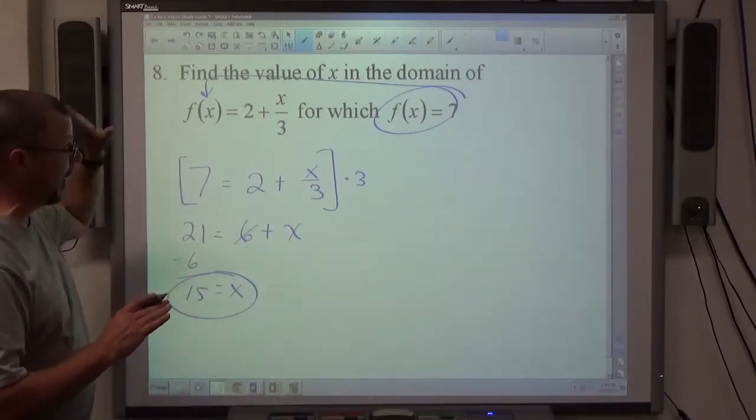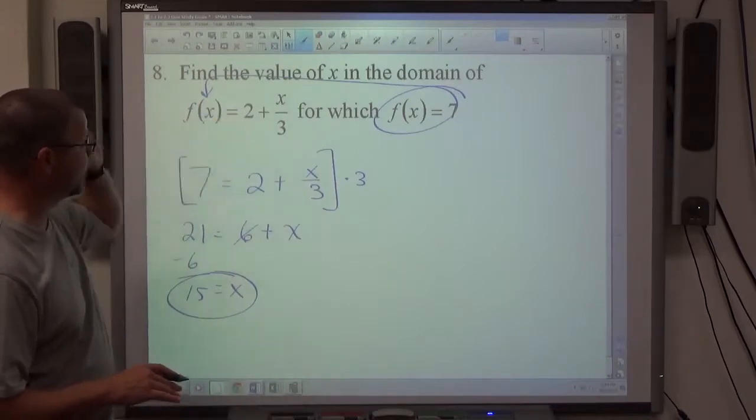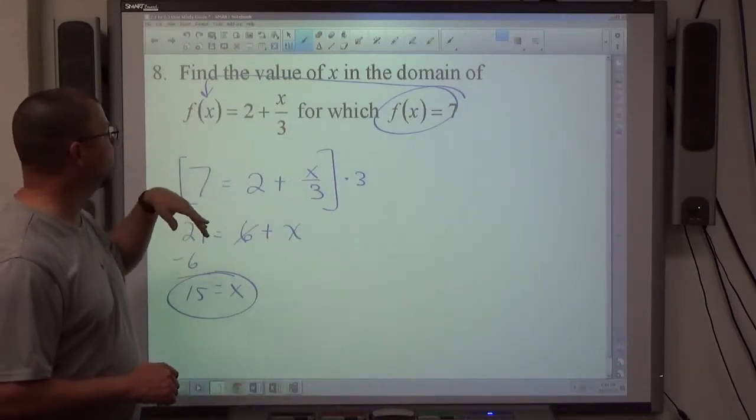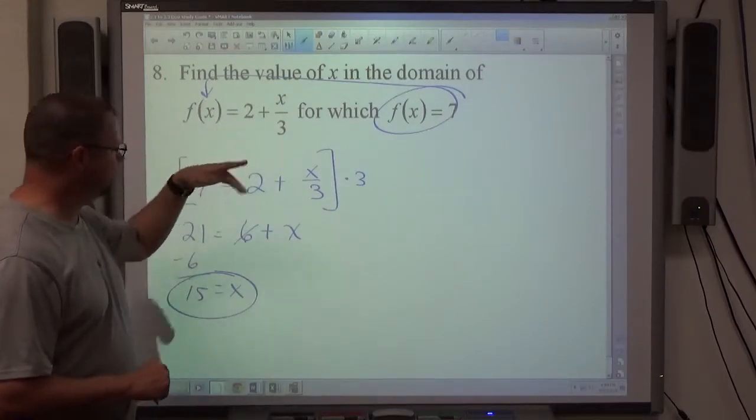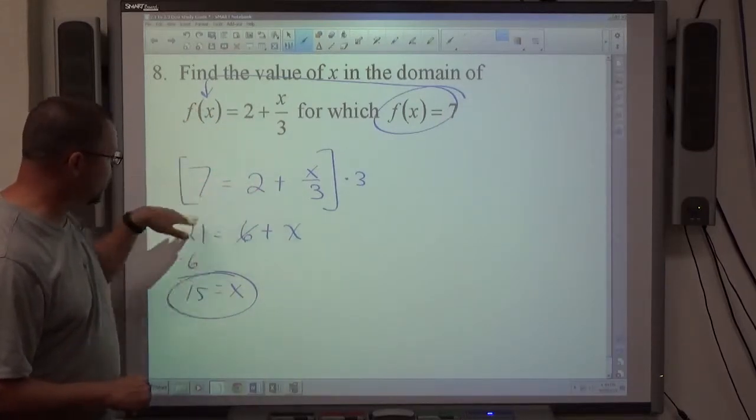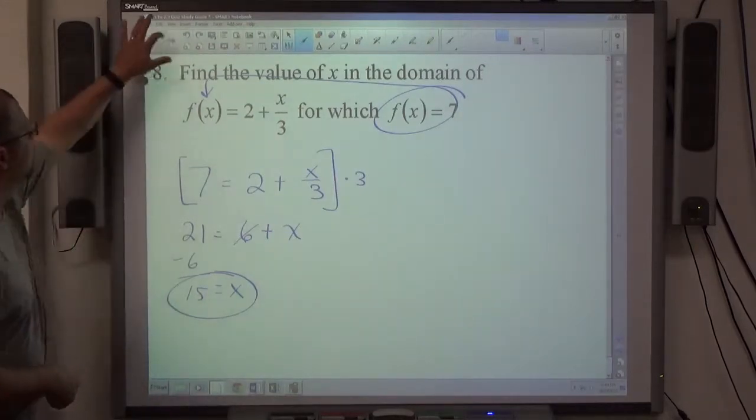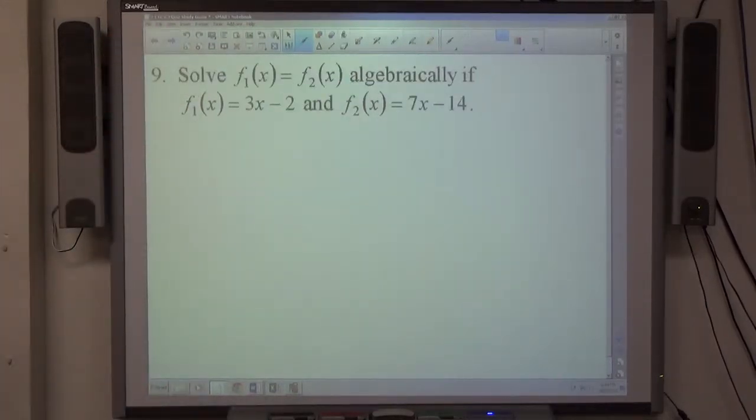So again, it'll be asked like that. It'll be some function like this. It'll probably be linear. I wouldn't throw a quadratic at you if the linear is on the study guide. So linear, just change f of x to the number, solve what you're looking at, get the answer, circle it, move on. Number 9, solve f sub 1 of x equals f sub 2 of x algebraically.